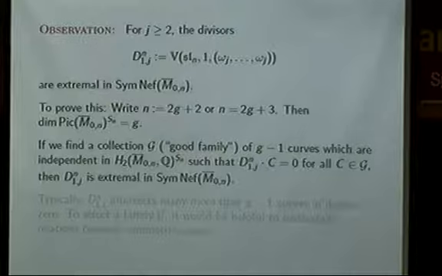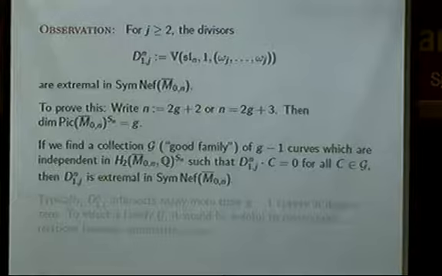The next thing I'll do is I'll try to find a family of curves. We're in a G-dimensional vector space, so I want G minus 1 independent curves, all of which intersect my divisor in degree 0. And what that would tell me is that my divisor must lie on G minus 1 independent facets of the Neff cone, and so it would have to be an extremal ray.